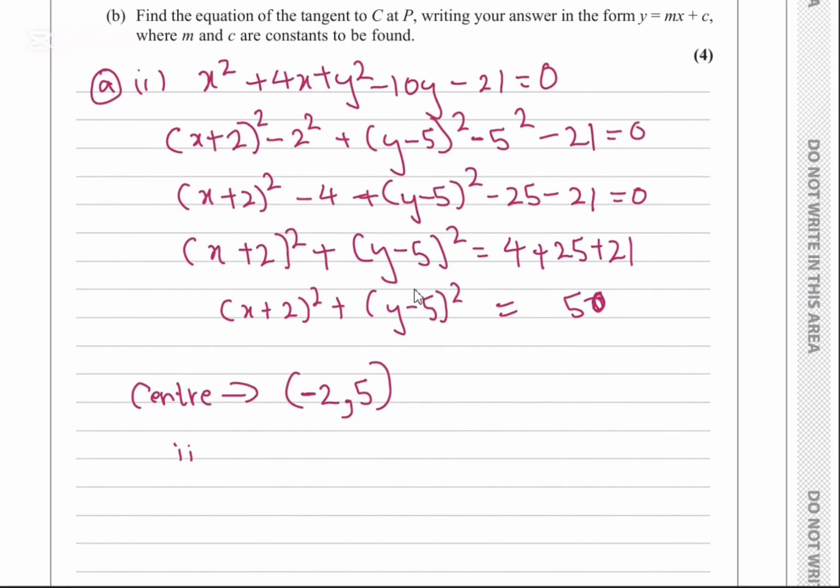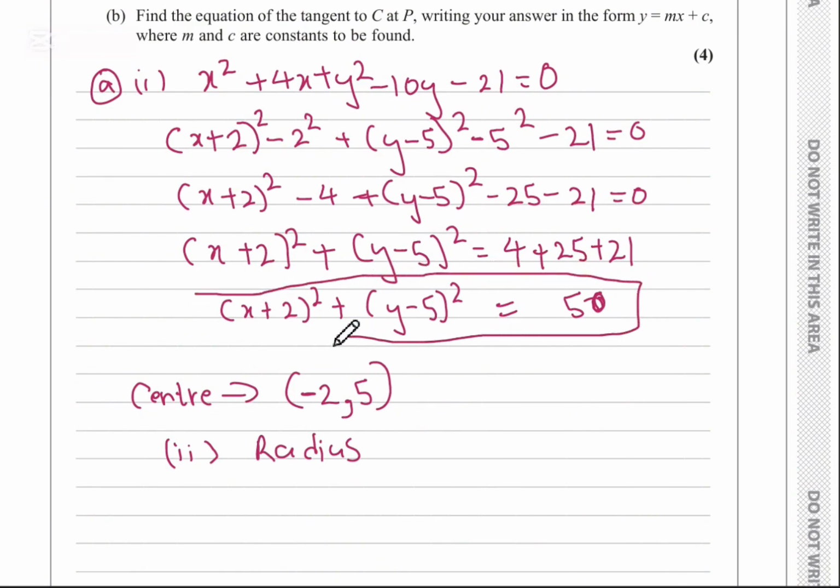For part 2, there's a radius. This is our standard circle equation, and in our standard circle equation on the right hand side what we have is the radius squared. So for me to find the radius, I would simply find the square root of 50. This gives you an answer of 5 root 2.